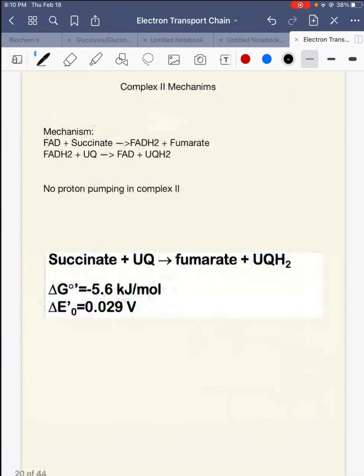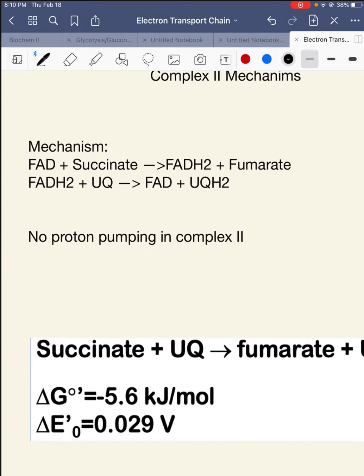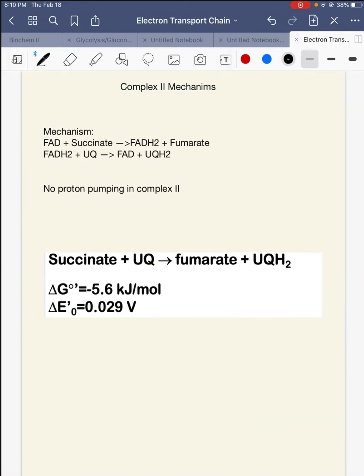Okay, let's look at the mechanism of complex 2. Like I said before, complex 2 also gives the electrons to coenzyme Q. So both complex 1 and 2 give their electrons to coenzyme Q. So this is our mechanism, and it doesn't have to enter through succinate. I have other ways where it can enter. I'm glad I added that slide. So succinate and FAD, we get our fumarate and FADH2. This is our TCA reaction. If you go back and review TCA, this is the same thing.